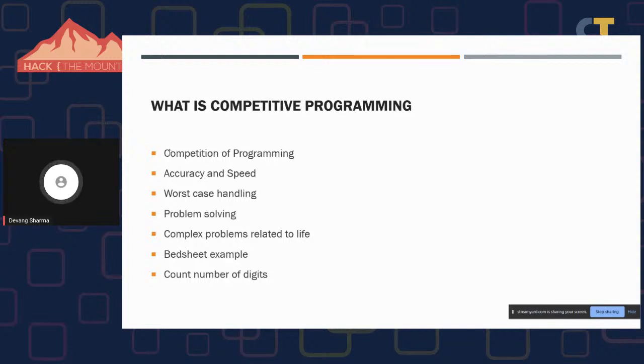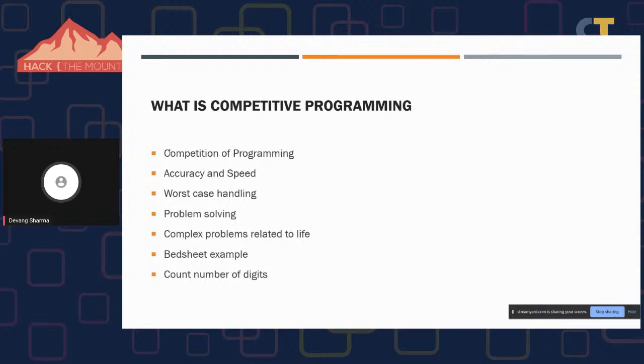Suppose you have solved a problem in 1 second or 1 minute, and you have passed all the test cases. That means your solution is completely accurate and you are quick as well, so you will be ranked top. Basically, the quicker you solve and the more accurately you solve, the higher ranking you will get on these coding platforms in these online contests.